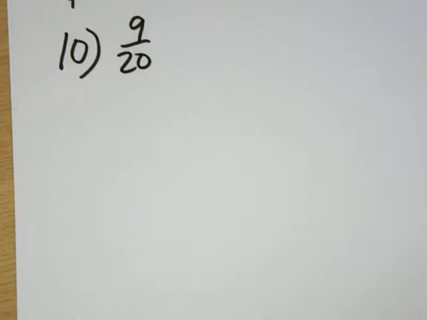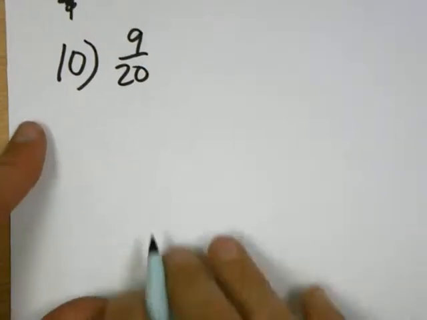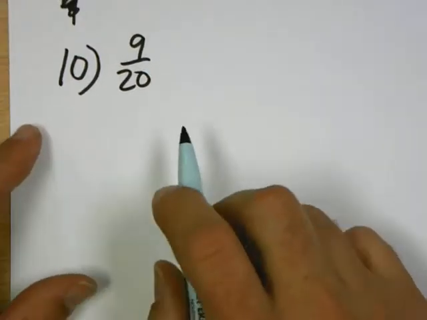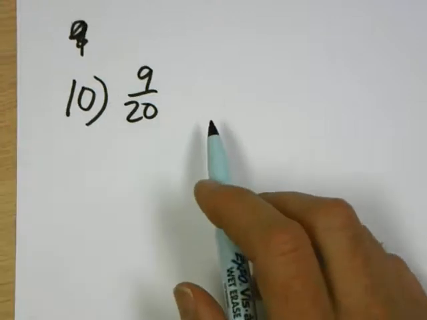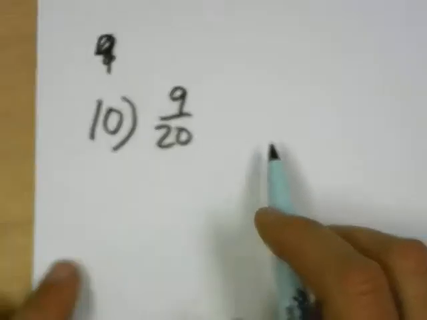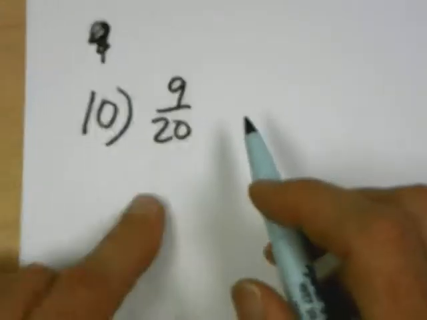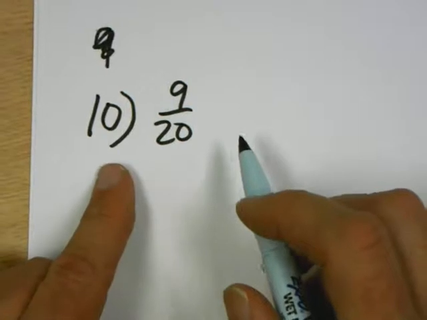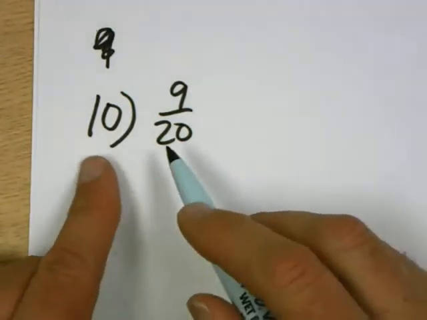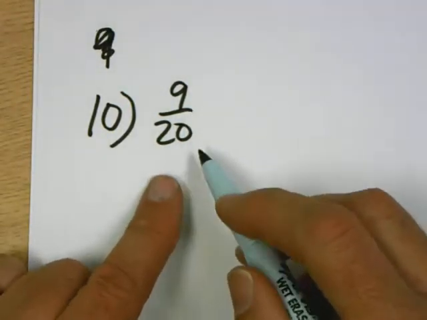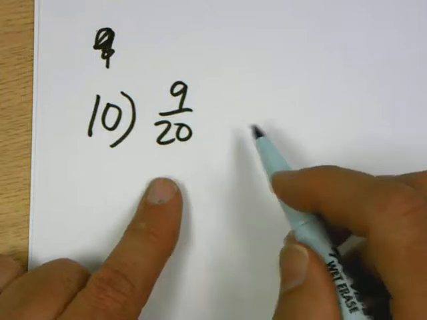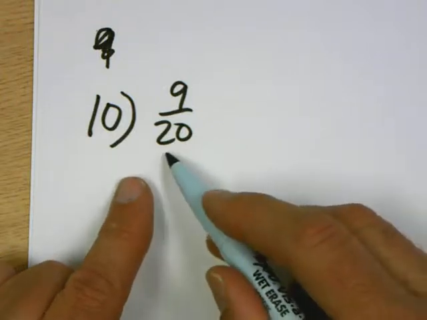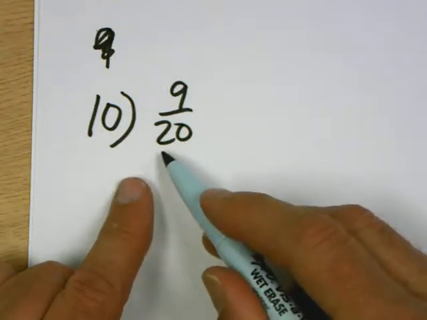So in math today, we're on chapter 3, lesson 5, and we've been converting fractions to decimals and decimals into fractions. And I'm looking at workbook page section 3-5, number 10, and we're supposed to convert 9/20 to a decimal. So we know that the denominator is always the divisor.